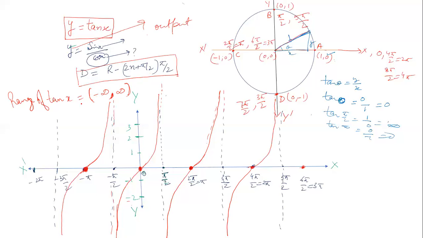We can also see this function is repeating. At what interval is tan x changing? It is periodic. At an interval of pi, you can see over here, it is changing. So tan x is a periodic function with period pi.